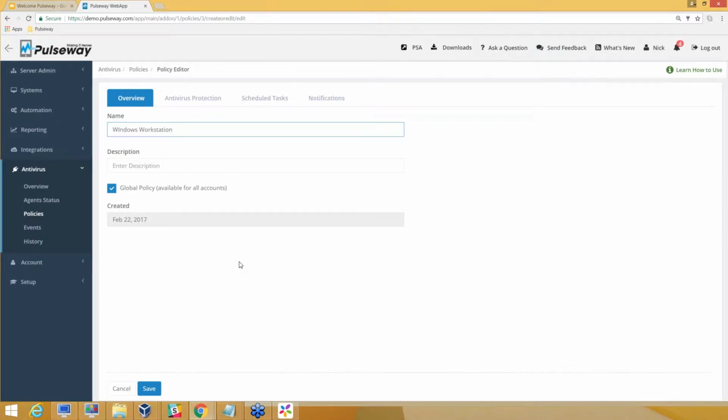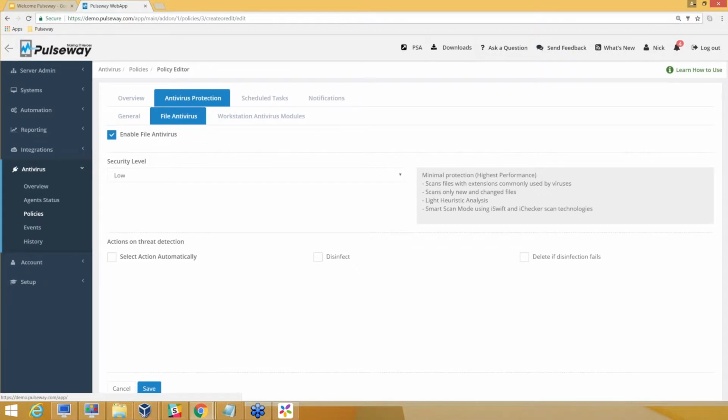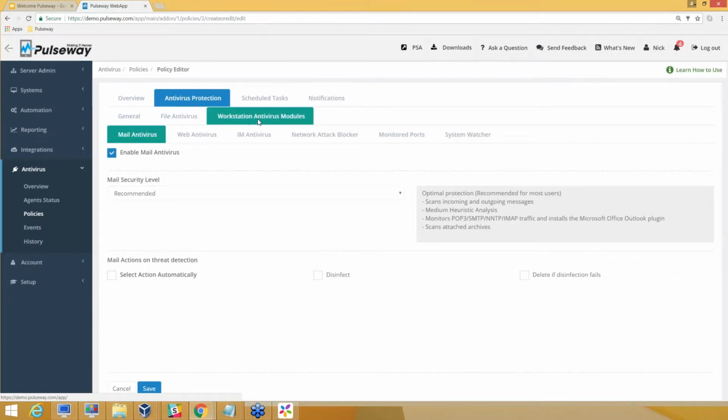So specifically talking in terms of the features, you can do scan exclusion, object monitoring, the file antivirus, right, and do the workstation module, which makes more sense because those are the sensitive areas.